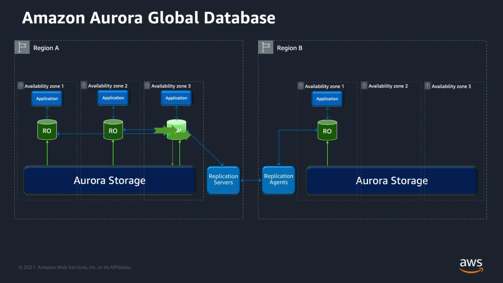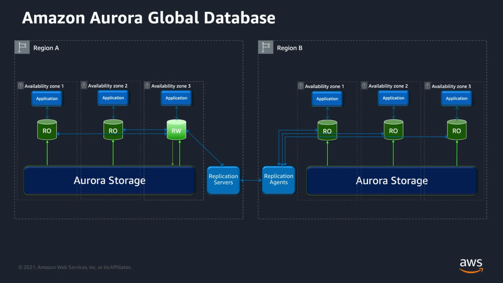Now, when you send a write from your read-write node, it of course goes to the Aurora storage and the read-only nodes in parallel. And from the Aurora storage node to the replication server, and also from the replication server to the replication agent in the other region, from where it gets replicated to the Aurora storage layer and the read-only node.